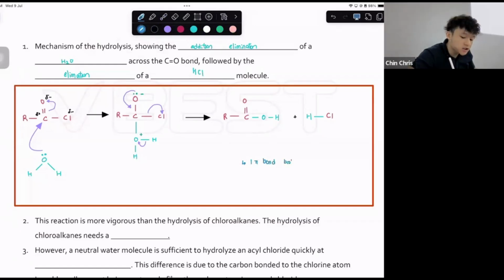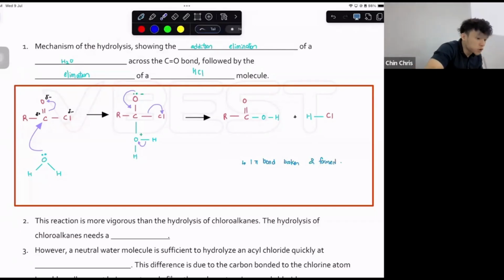Okay guys, can you tell me which one is the broken one and which one is the formed one? Which one is the pi bond? This pi bond is the one being broken, right? In the double bond, there's one sigma and one pi. And when the electrons go back, they form back a pi. So remember, in addition elimination, one pi bond is broken and one is formed.